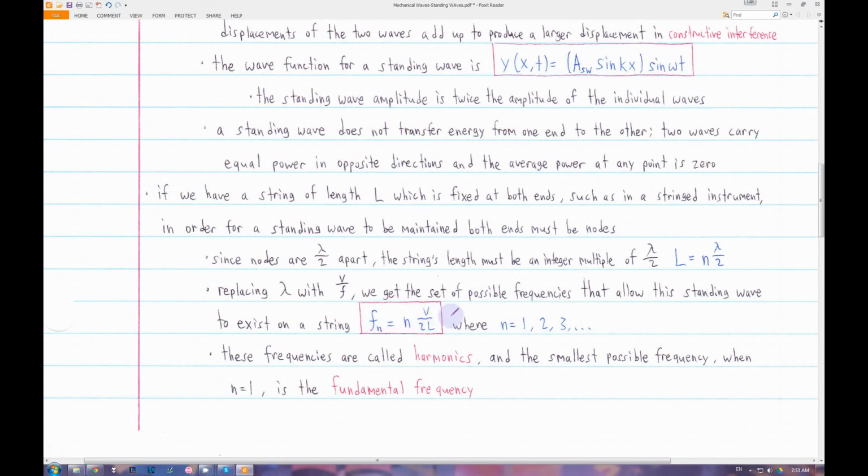Now the G string is the thickest string. It has the highest linear density. So the waves will travel slower through it, and the frequency will also be lower. Which is why the thicker strings sound lower. They have lower notes than the other strings.